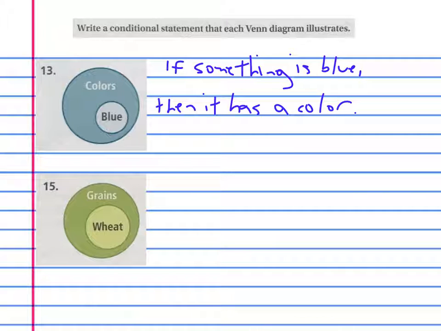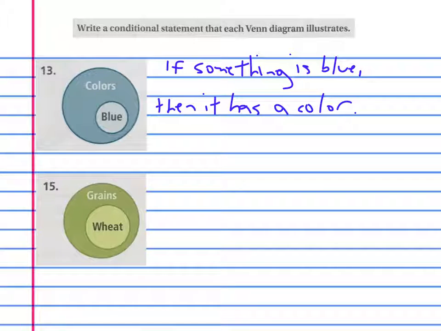The other options would be, I don't know, it's got no color so that it's black, or you might also consider something that is white to have no color. I'm a little unclear about what would be outside of that. But we're just going on the fact that everything that is blue is inside this thing called colors. So that's how they define that.